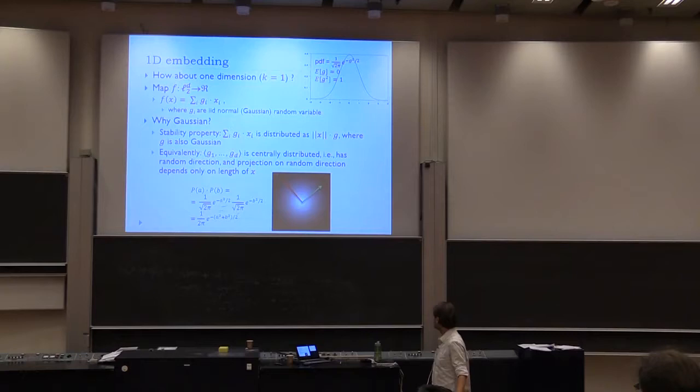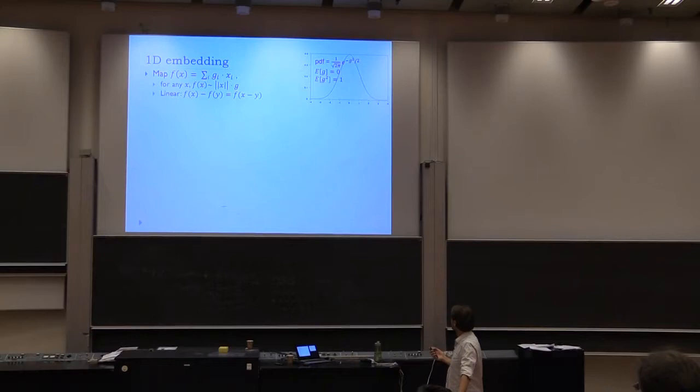So let me complete the proof for this one-dimensional embedding. Again, our map is this sum of Gaussians times xi, and for any x, this f of x is distributed as the Euclidean norm of x times some Gaussian variable. Okay. One additional property that I think Graham mentioned that is very useful in sketching is that this map is linear, meaning that it satisfies this equality, and it simplifies some of the proofs.